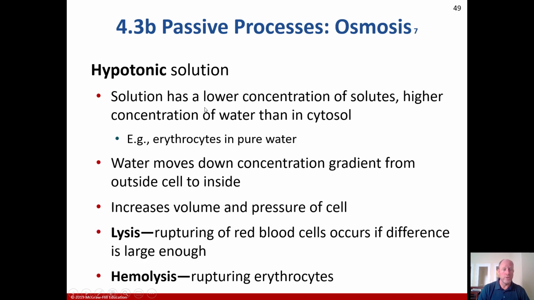Whereas a hypotonic solution, hypo being low, has a lower concentration of solutes and a higher concentration of water than the cytosol, like erythrocytes or red blood cells in pure water. Water moves down the concentration gradient from outside the cell to inside, okay? So when we're talking about a hypotonic solution, water is moving in. This increases the volume and pressure of the cell.